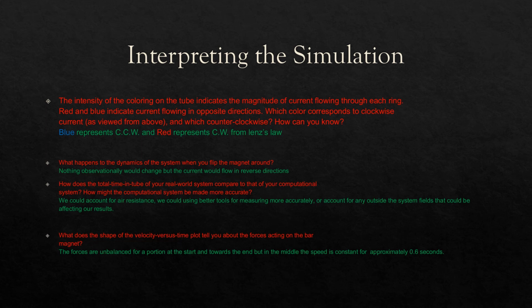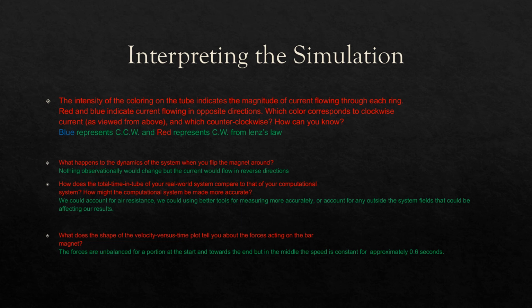How does the total time in the tube of my real world system compare to the computational? Well, our results are pretty similar. And how might the computational system be made more accurate? Well, we could account for air resistance, we could be using better tools for measuring more accurately, or account for any outside the system fields that could be affecting our results.